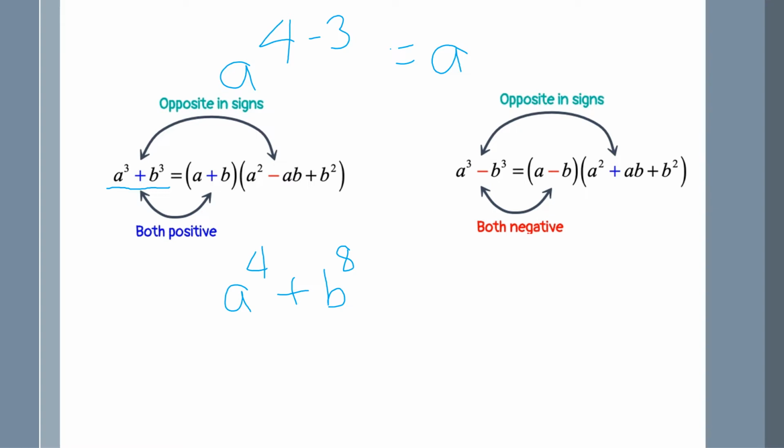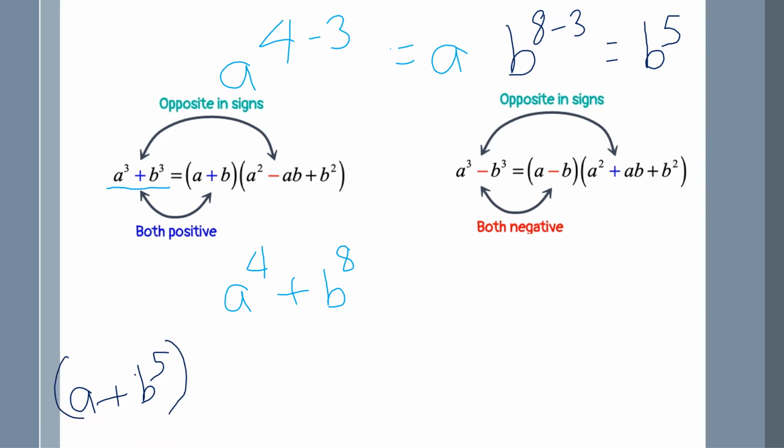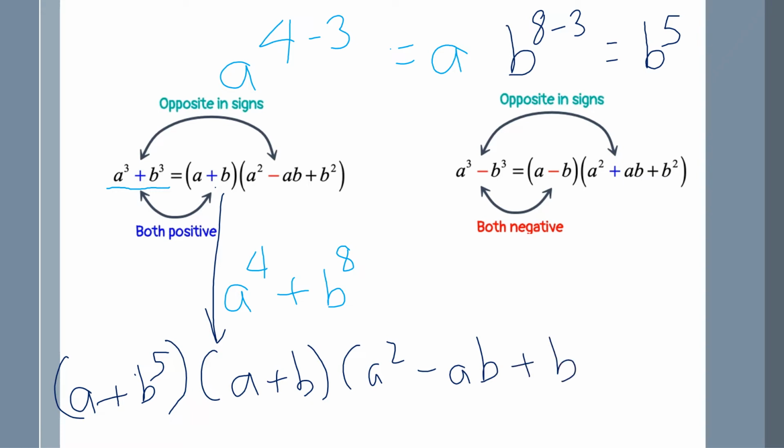So the b's, there's 8 of them, and I'm taking away 3 of them. What am I left with? 5 b's. So in the very front of my answer, I should have a plus b to the power of 5 because I'm taking stuff away. It then goes a plus b because you're following the formula. And then a squared minus ab plus b squared. And that's what you're doing. So don't let these high exponents fool you. If I say put it in cubic form, that's what you're going to do. All right? You're just pulling away.